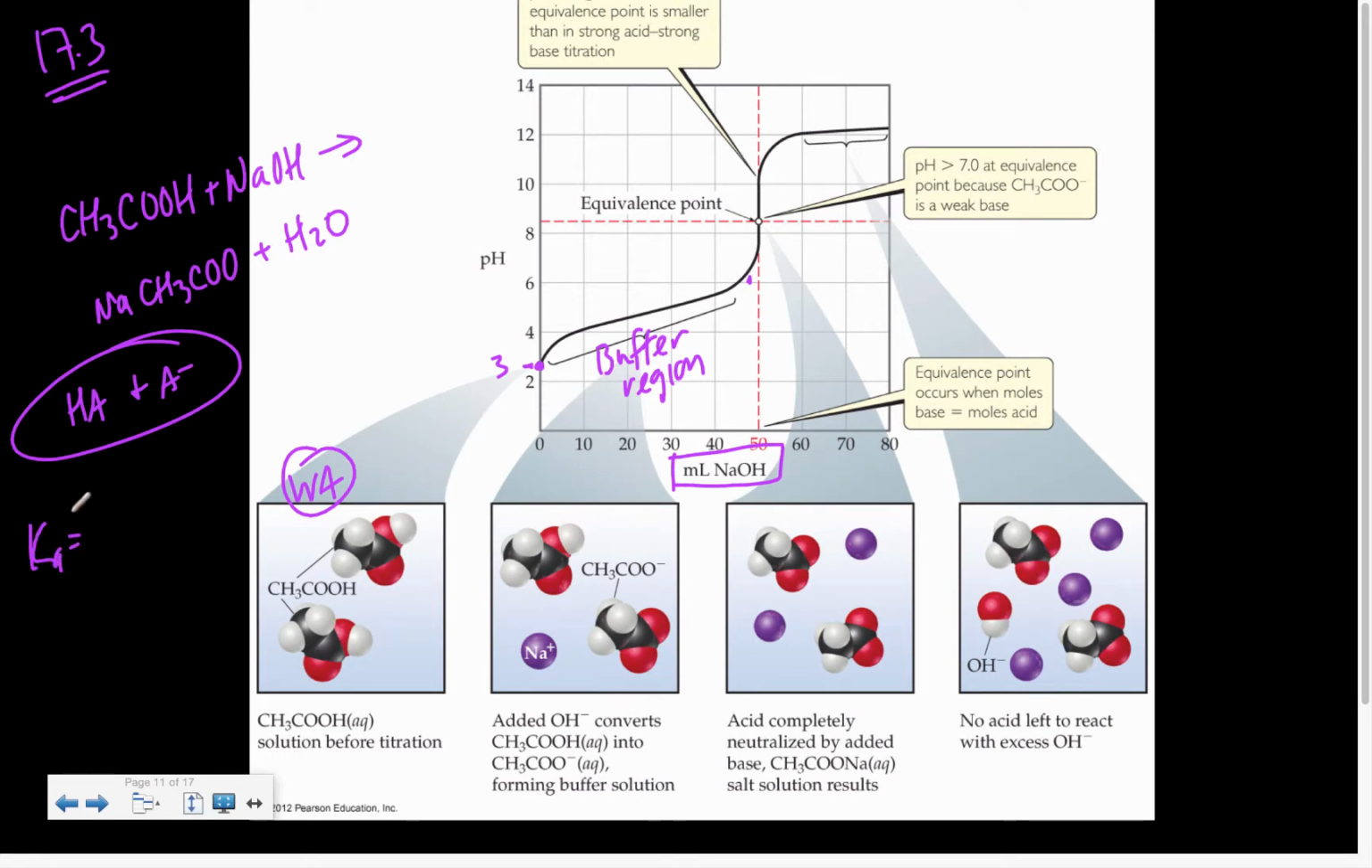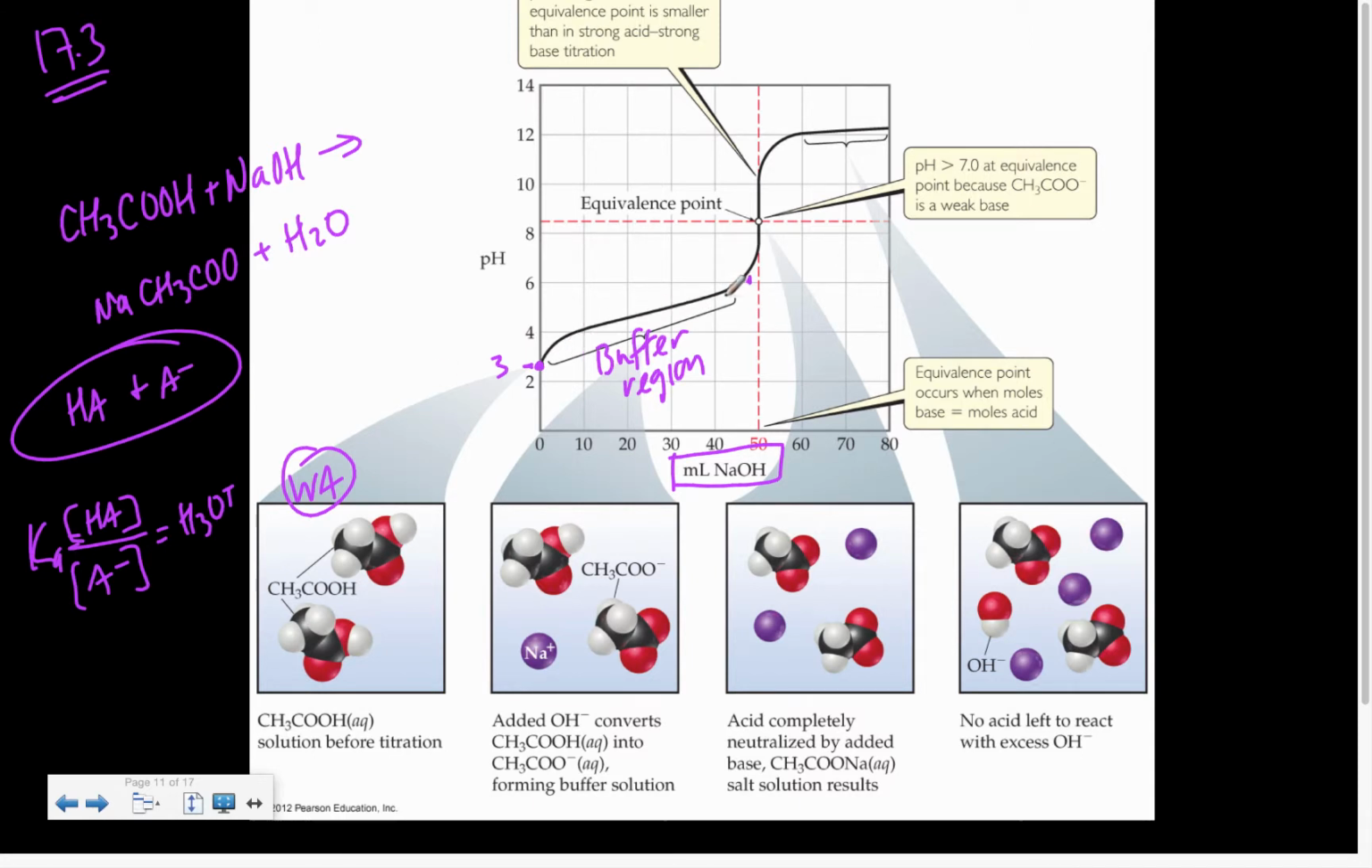Thinking back a little bit, actually, let's just write it out this way: HA over A minus equals our H3O plus. So then, when we look at this, going back to our K expression rearranged, that way we can look a little bit more closely at our pH.